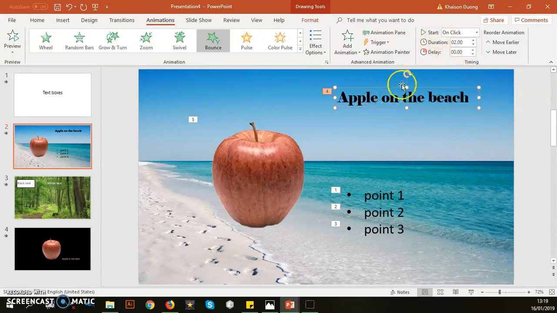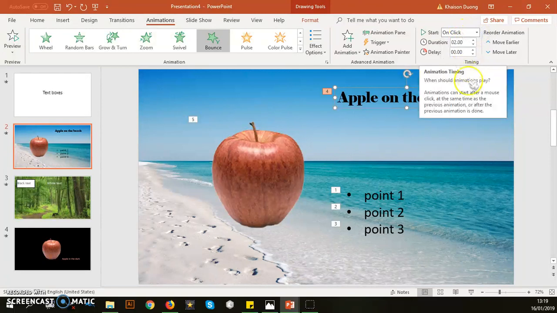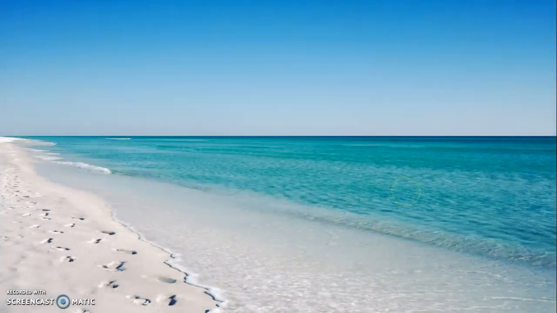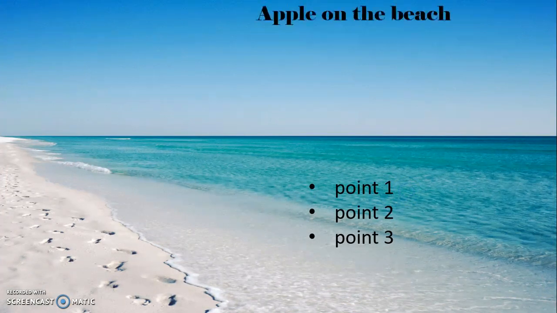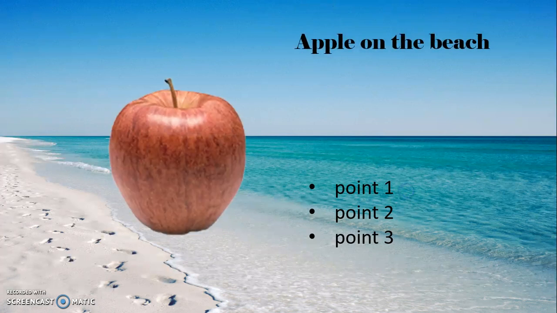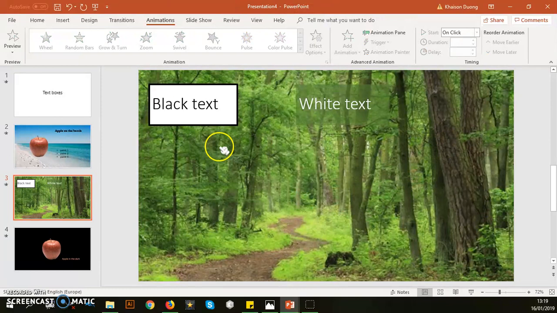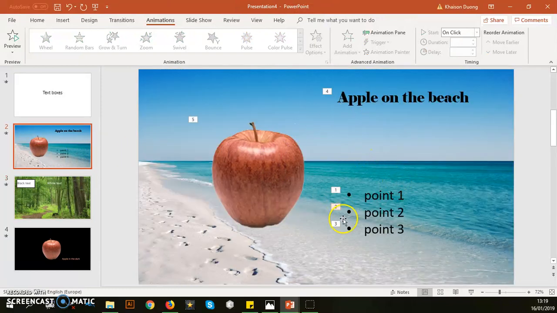Other options you can do is have these things come in on click. So when you click, they come in. Other things you can do is time them to not come in on click, but come in automatically. But we'll go through that another time. Let's just keep it simple for now. You can see the numbers here, 1, 2, 3, 4, 5. If I play that, you can see that 1, 2, 3, and that one bounces in, click again, and the apple flies in.